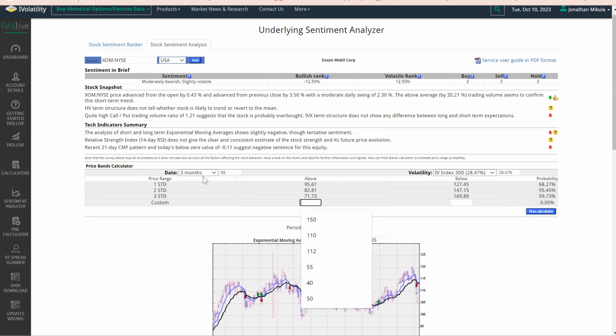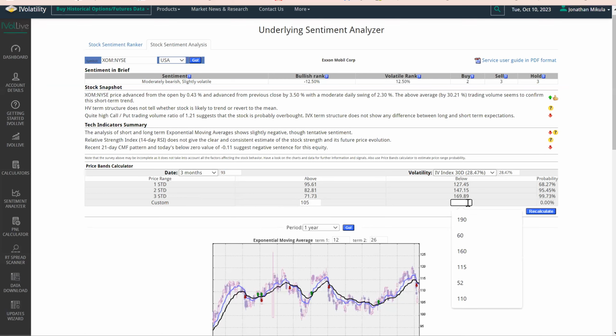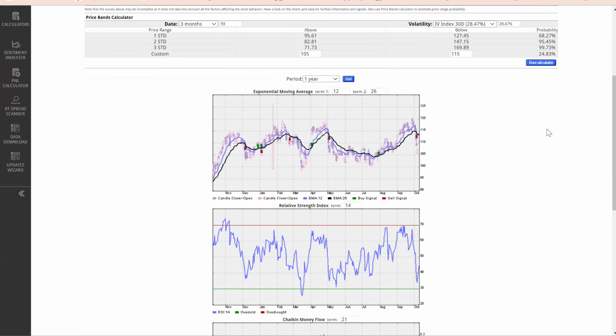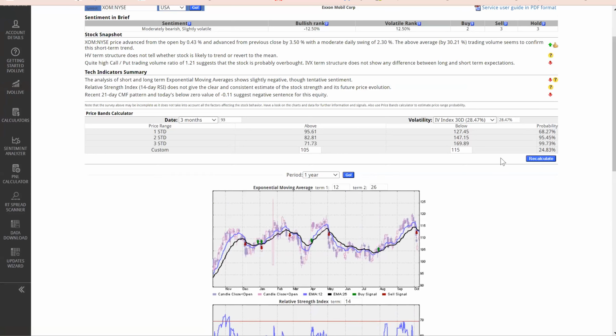And then you could also do custom. So you could say, all right, well, what's the likelihood that Exxon trades between 105 and 115 over the next 3 months, right? You can hit recalculate, and you'll see the market's anticipating a move either lower than 105 or higher than 115, because there's only a 24% chance we'll stay within that range.